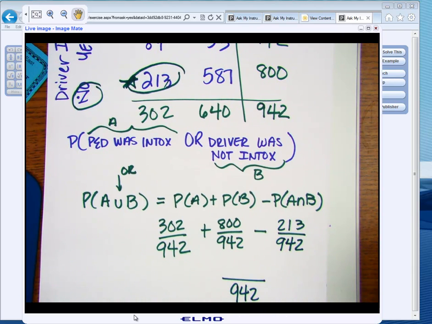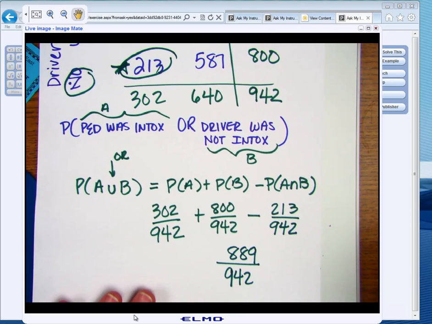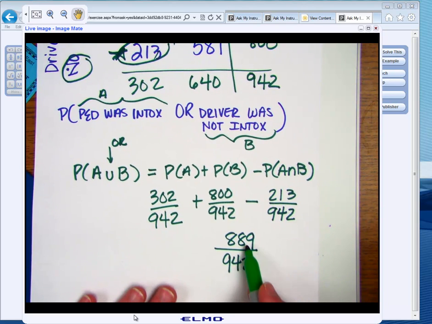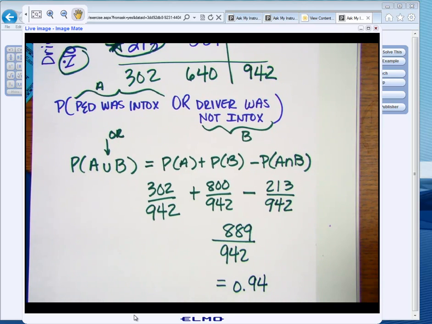So now we're just going to take 302 plus 800, subtract your 213 to get 889 out of 942. And of course, you can convert that to a decimal by dividing the numerator by the denominator, so you get a probability of 0.94. Hope this helps.